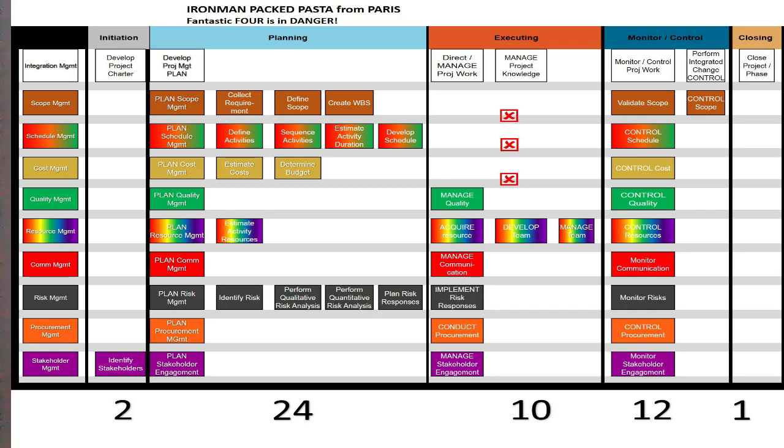Alright, so that's the total of 49 process areas. Are you able to recall all of them? You won't be able to do it immediately, right? So this requires practice. So there you go.